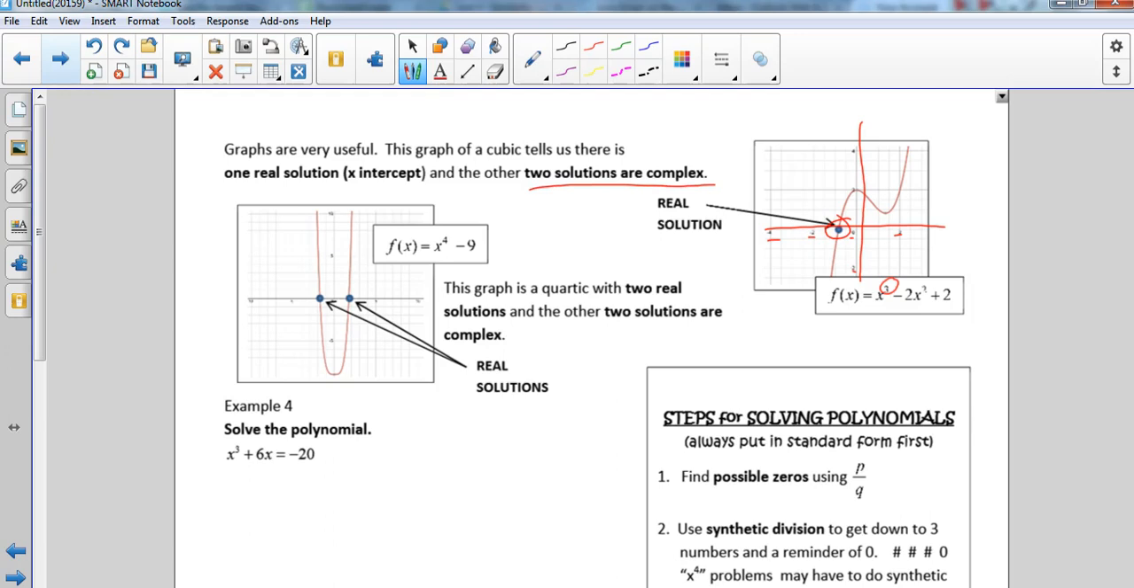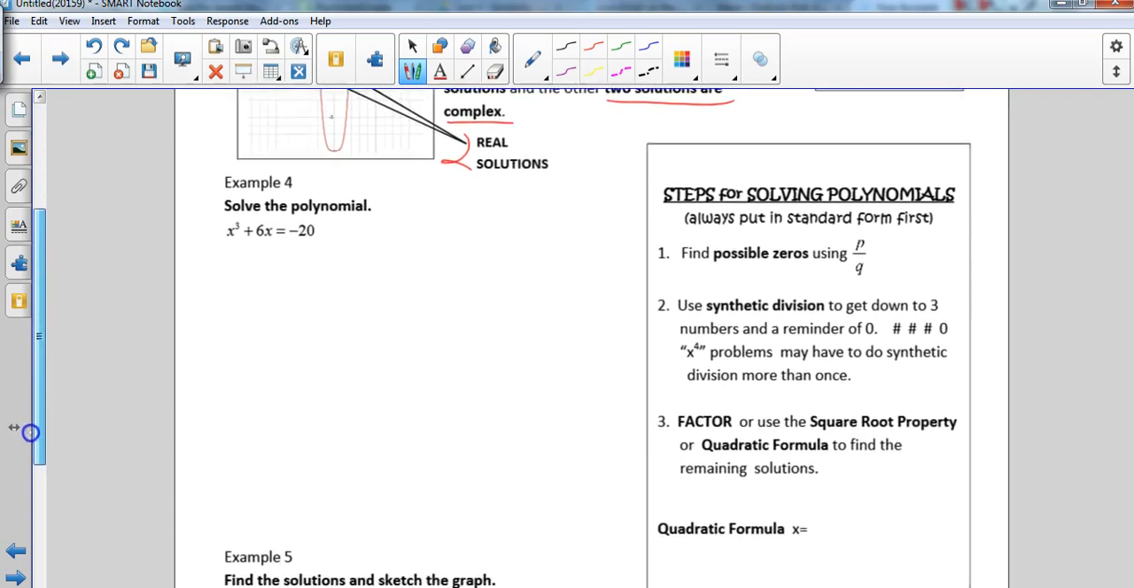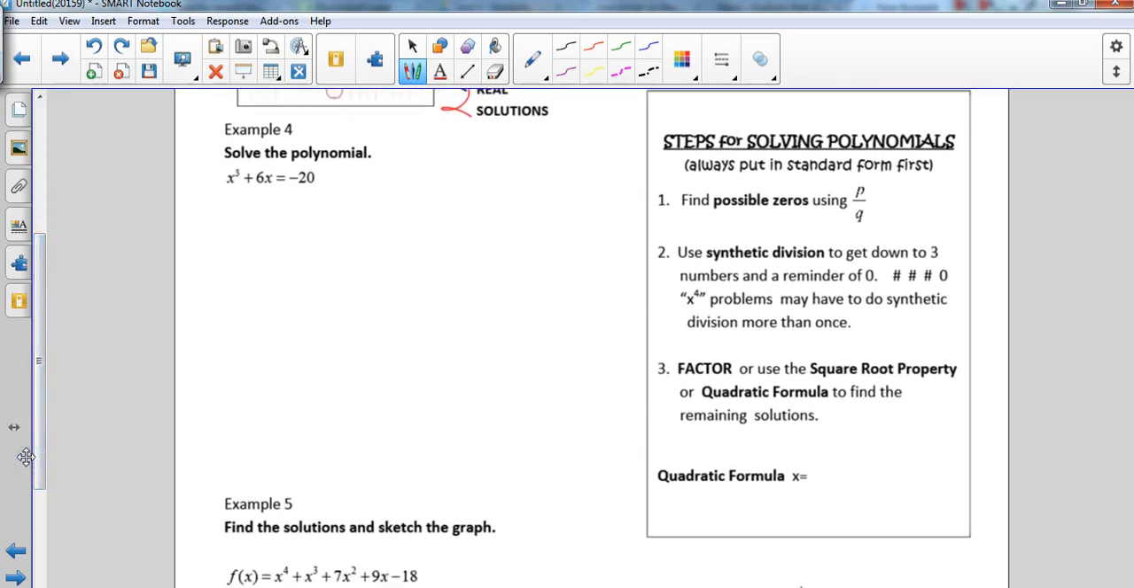Over here, we have what looks like a parabola, but it's not a quadratic, it's a quartic function. Well, we can clearly see that we only have 2 real solutions, but we should have 4. Well, we do. We have 2 real solutions and 2 that are complex or imaginary. So don't let your eyes deceive you. If you only see 2 and it's a quartic function, there are 2 that we don't see because they're imaginary.